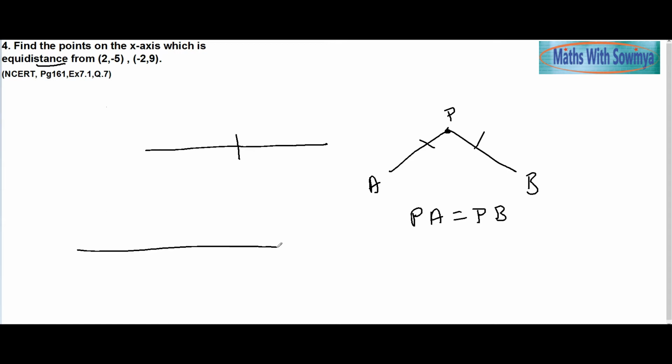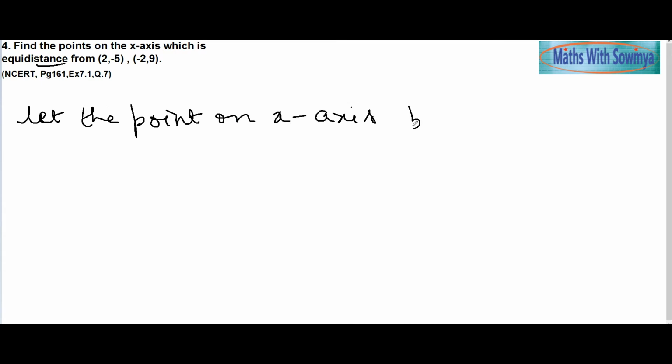And one more thing, the given point is lying on the x-axis. That means value of y will be 0. So, these two are the main important points what we have to know from the question itself. So, now let us just start doing it. First, we shall say let the point on x-axis be P x comma 0 because it is lying on the x-axis.